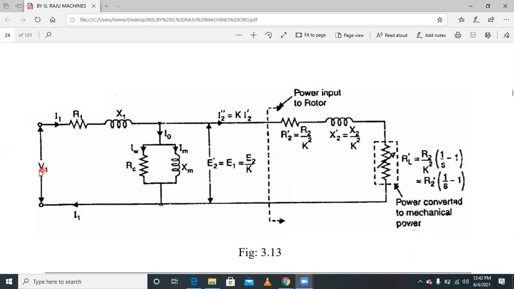The stator is given the supply voltage. After that, the stator has some losses. The stator has core losses and copper losses. The stator core losses take place here, and the copper losses take place here, in the winding, I1 square into R1. The stator core loss is given by IW square into R. After that, the input power minus the losses in the stator is nothing but the output of the stator winding. The output of the stator is called the rotor input.